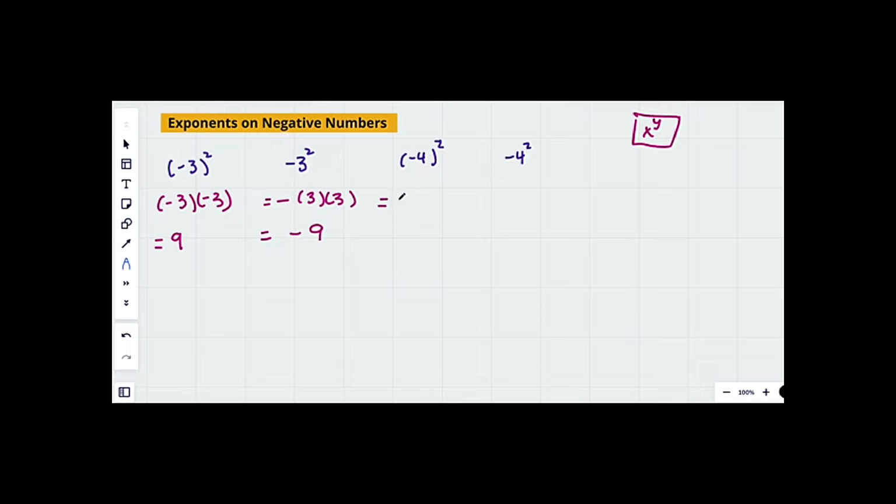So when we are solving for this, it's the same thing as having negative 4 times negative 4, which equals positive 16. But when we don't have the number inside a bracket, the exponent only applies to the base, not the sign. So the sign stays on the outside, and we multiply the number 2 times, or 3 times, or 4 times, whatever the exponent is. And so we solve for this, which is 4 times 4, which is 16, but our sign is still here, which makes it a negative.